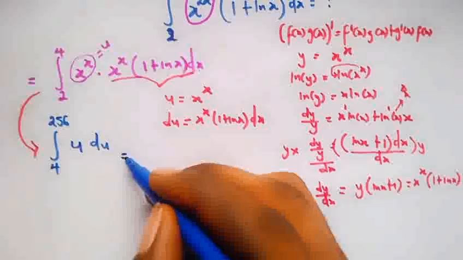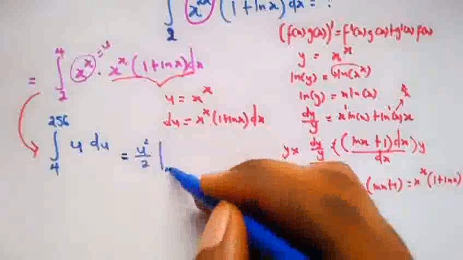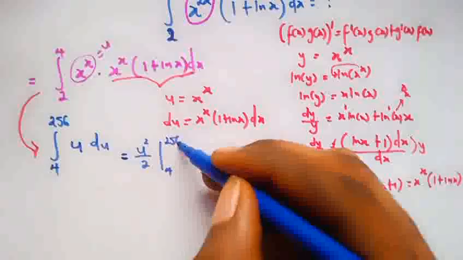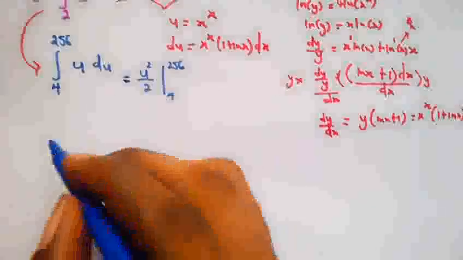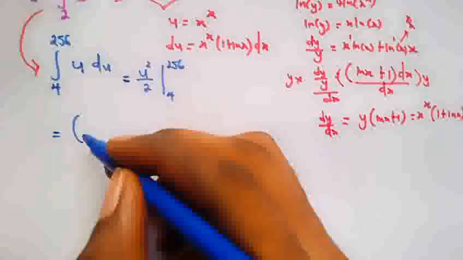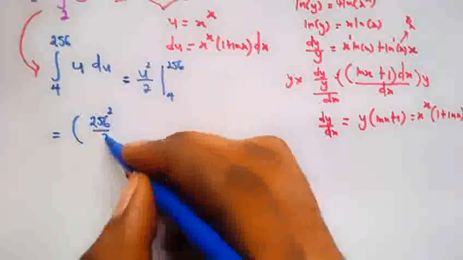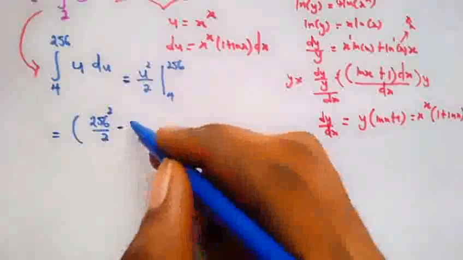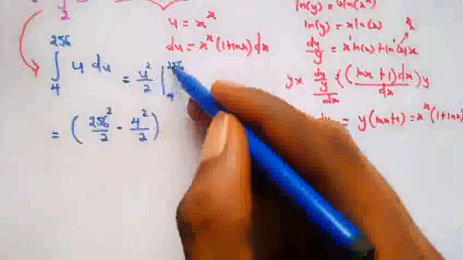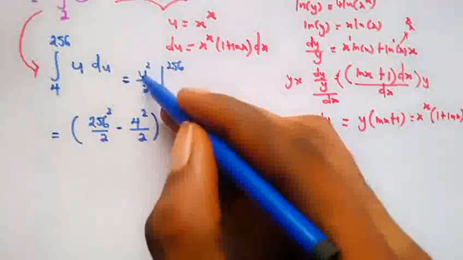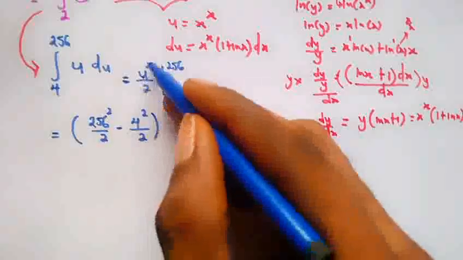So we have this to be equal to u raised to the power 2 over 2, from 4 to 256. Now let us see how we're going to simplify this. This is equal to 256 raised to the power 2 over 2, minus 4 raised to the power 2 over 2. You know what I did? When u is equal to 256, we have 256 raised to the power 2 over 2, then minus the lower limit, 4 raised to the power 2 over 2.